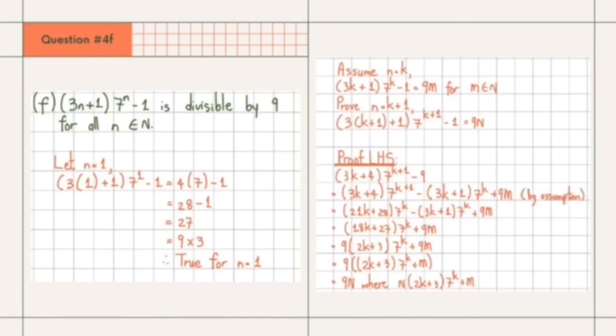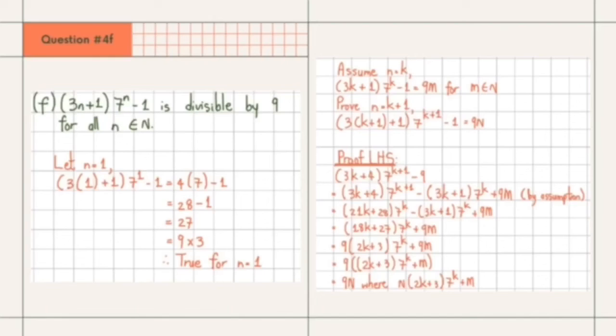For this question, we also need to use mathematical induction. In order for us to solve this question, we also let n equals 1, so we substitute the value 1 into the equation. So we will get 28 minus 1, which is 27. We can see that 27 can be divided by 9, which equals 3.